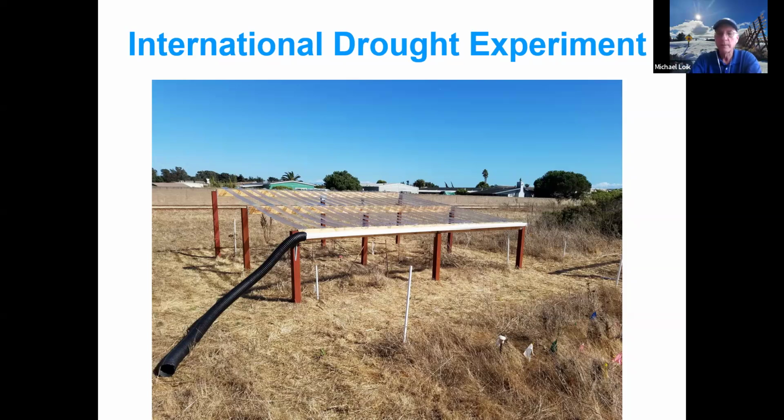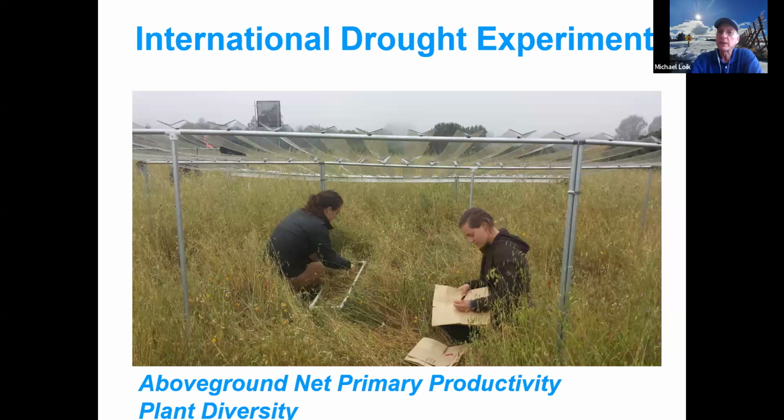Each site was able to measure whatever they wanted, but they had to agree to measure above ground net primary productivity and plant diversity in separate plots each year, so not resampling the same plots. You can see in this image, we have metal frames. That was the original construction. And the prior image was after the metal frames failed in a big storm.